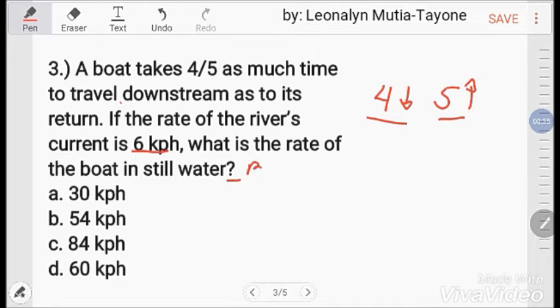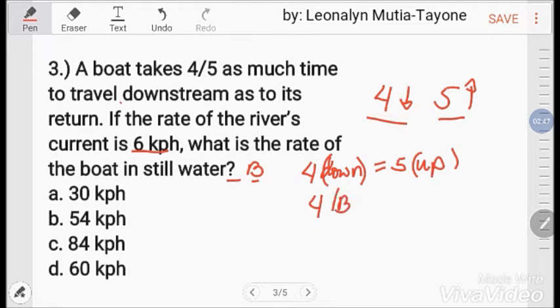So, let B be the rate of the boat. Itong si 4 down equals 5 up. Si 4 down will be B plus 6 kasi tumutulong siya sa speed mo. Tapos, yung up, B minus 6 at nagpapahina siya sa speed mo.